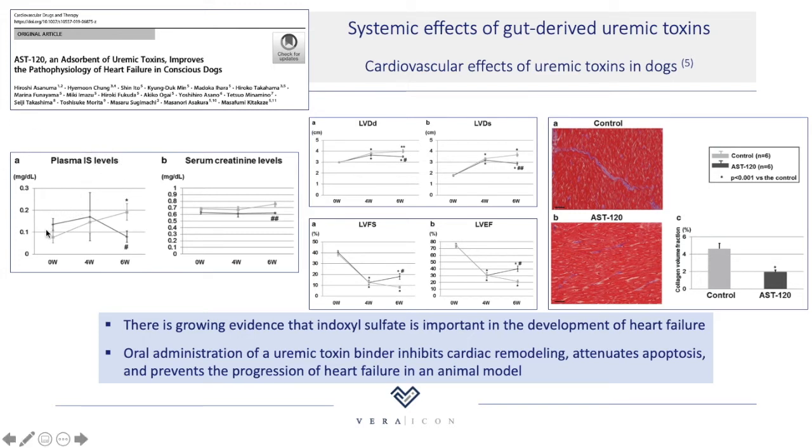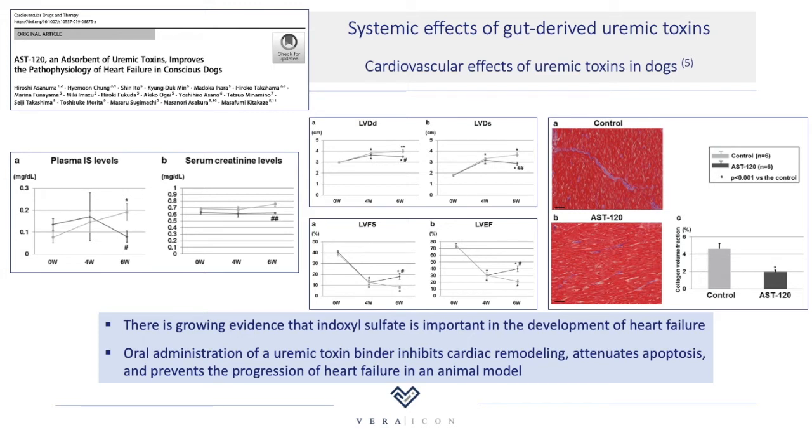So what you can appreciate here is that when dogs go into heart failure, at least these dogs that have experimentally induced heart failure, ES levels go up. So these two bars are dogs that are not treated and dogs that are treated with a uremic toxin binder. But before treatment, because treatment is starting at 4 weeks, before treatment you can see these ES levels, indoxyl sulfate levels, going up. So as heart failure develops, indoxyl sulfate levels go up.